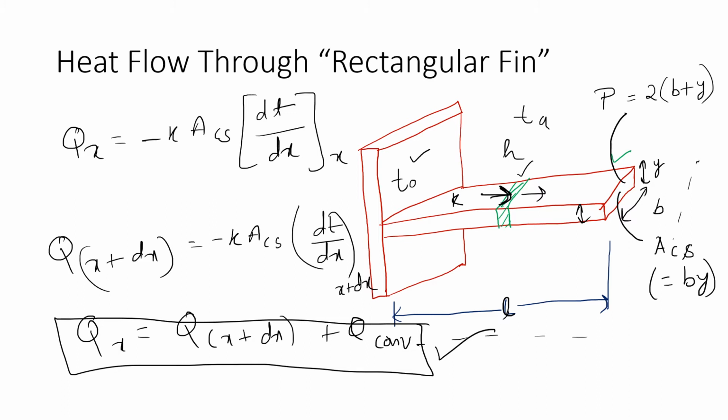So we will talk about different cases here. The first case is when the fin is infinitely long. The second case is when the end of the fin is insulated, and the third case is when the fin is finite, that is, it is losing heat by convection. So we will discuss all these cases.